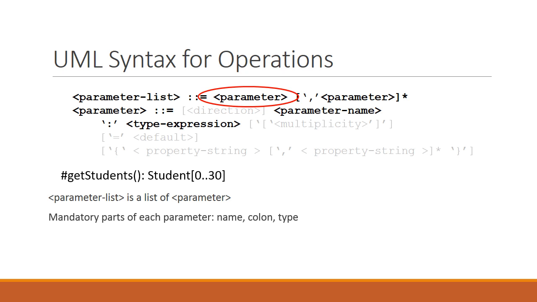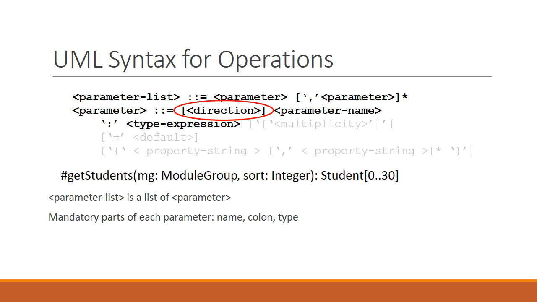So for example, in the getStudents operation, we might define a parameter list like this, which says that the getStudents operation takes a single parameter called mg, and it is of type module group. It might have multiple parameters. For example, it might have a second parameter called sort of type integer that tells the getStudents operation in what order to sort all the students from this module group.